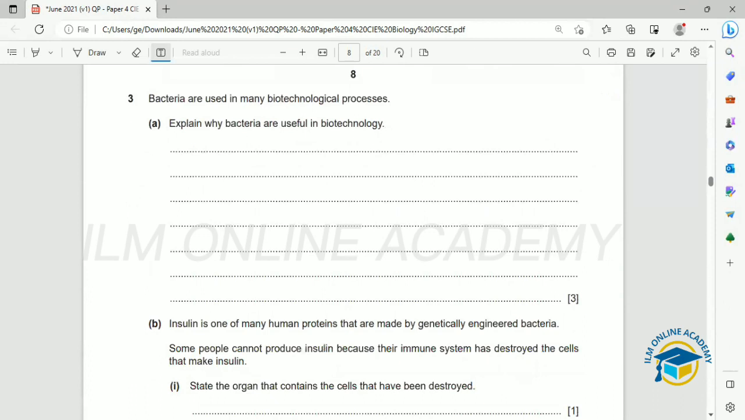Then question number three: bacteria are used in many biotechnological processes. Explain why bacteria are useful in biotechnology. Now, bacteria are very well studied organisms. Firstly, they do not require much space. They're very small.